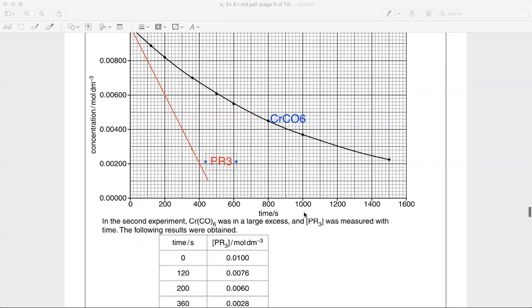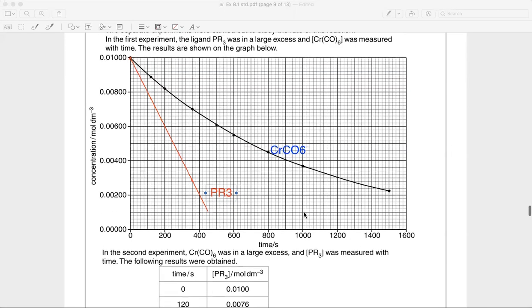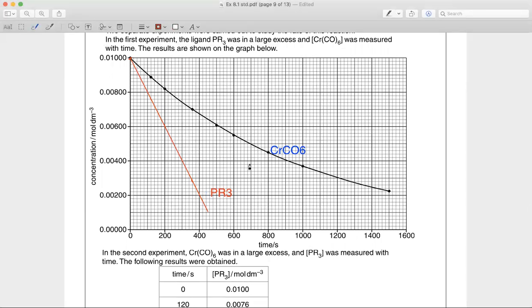Next is to find the order of chromium. Okay, the chromium complex. Now there are two ways to determine the order. The first one, I'll teach you the easier one. Okay, now using half-life. I still get some people getting confused with calculating half-life. Now, when you want to find the half-life, PR3 is done. So we don't have to worry about PR3 anymore. So we just want to have a look at the graph of the chromium.